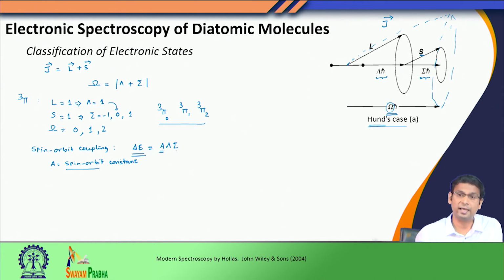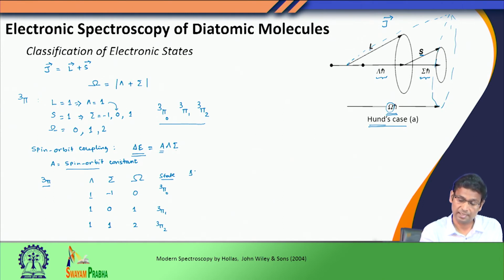Now, this is the energy correction because of spin-orbit coupling. Let us consider now this triplet pi case. In this case, we have lambda as 1, whereas spin is 1. So, sigma can be -1, 0 or +1, and we can write omega, which is lambda plus sigma, as 0, 1 and 2. Therefore, the states are triplet pi 0, triplet pi 1, triplet pi 2.